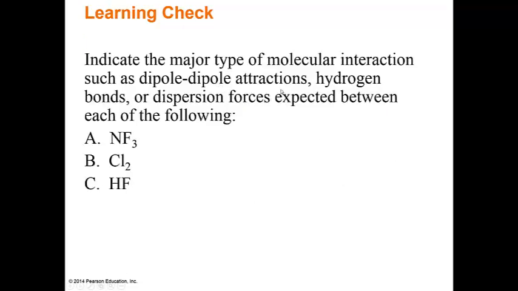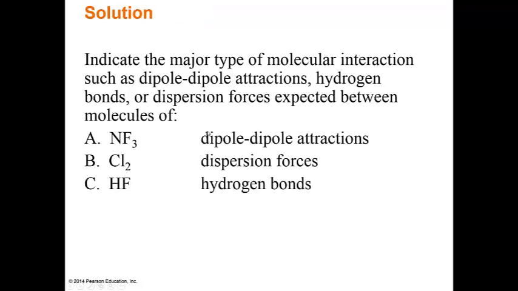So we need to indicate the major type of molecular attractions, such as dipole-dipole attractions, hydrogen bonds, or dispersion forces, expected between the following: NF3, Cl2, and HF. So if we look at NF3, we don't have hydrogen in there, right? So that leaves us with two options. We could go dipole-to-dipole attraction, and if you draw up the molecule, you'll see that. Cl2, we knew would be dispersion forces, just as it was with fluorine. And then, obviously, HF has hydrogen in it, so it is going to be a hydrogen bond.